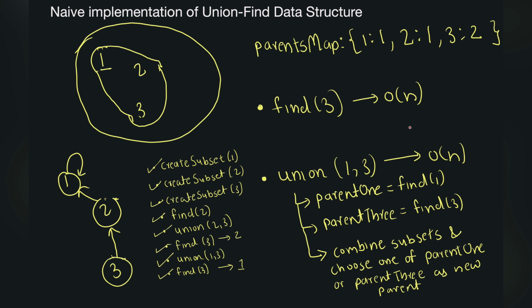big O of n time. And when you do union of 1 comma 3, you first find the parent of this subset to which 1 belongs to. Then you find the parent of the subset to which 3 belongs to. And then you combine these two subsets and make one of these two as a new parent. So this union operation is dependent on this find operation. And as the time complexity of find operation is big O of n, the time complexity of union operation will also be big O of n.